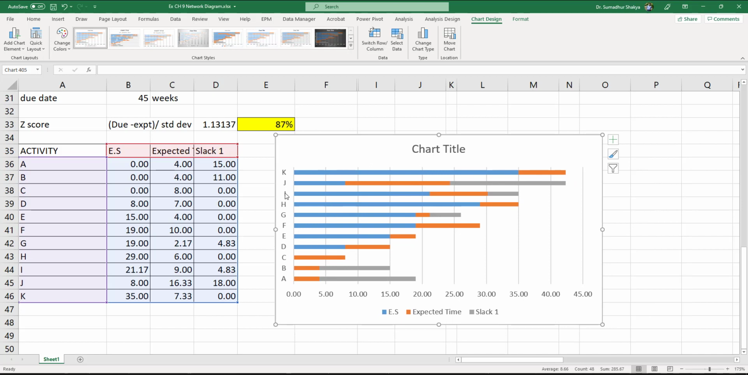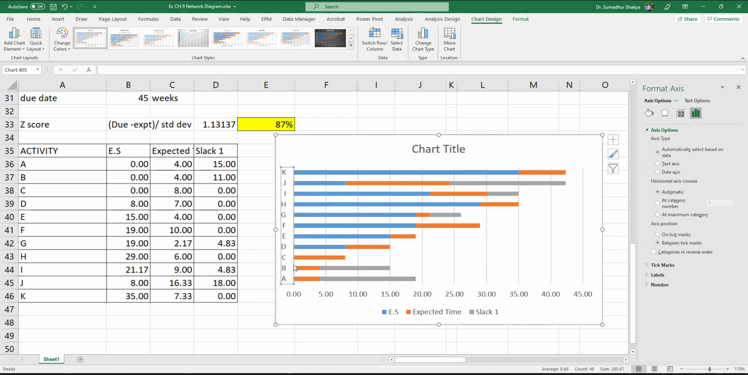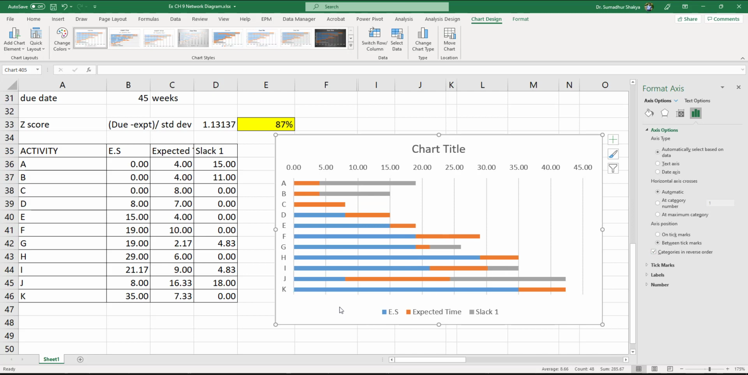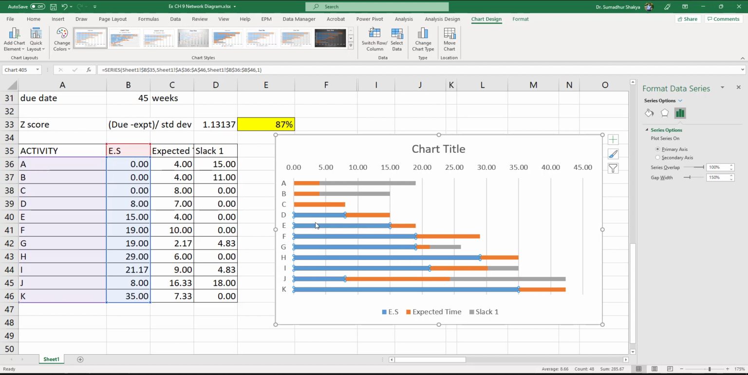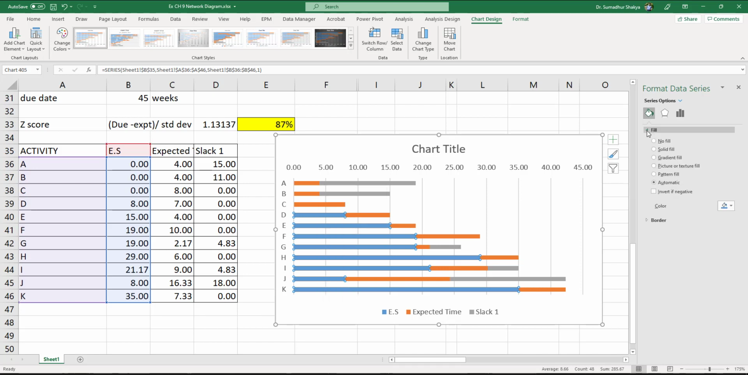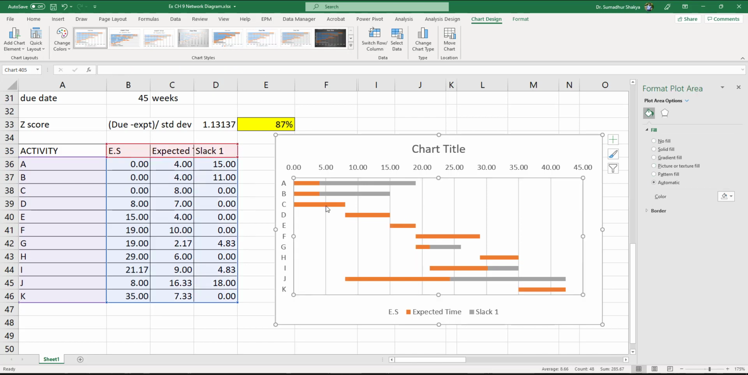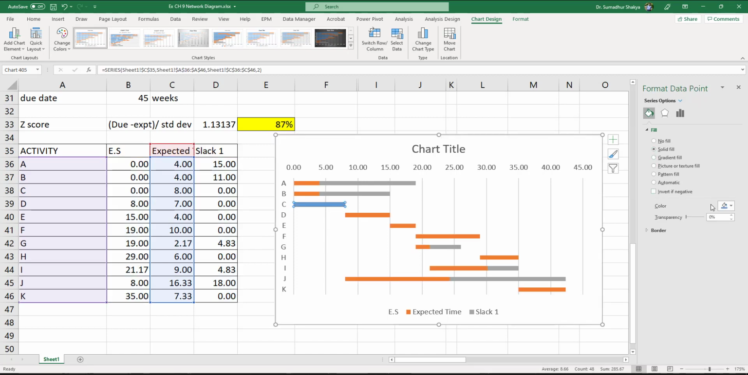Serves my purpose. First thing I'm going to do is format this and make this A through K instead of K through A. So categories in reverse order. Then the next thing I'm going to do is hide all the early start times. Okay, so that'll give an illusion that all these activities are happening in order. Okay, so no fail. Now just to highlight, I'm going to say C, D. So I'm going to have to do this one at a time, I guess.